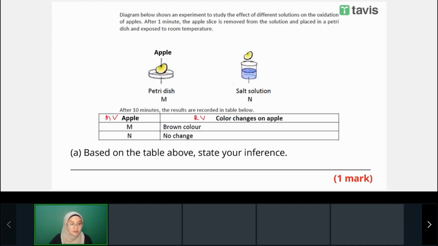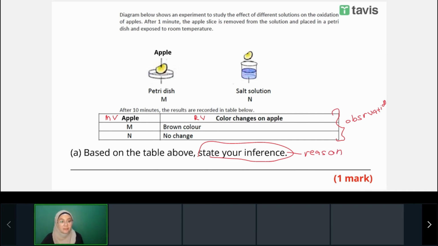Now, based on the table above, state your inference. They give you an observation in this table. Now you have to give your inference. What is inference? Inference is the reason. Inference, reason. Why? Why did the apple slice M turn brown?